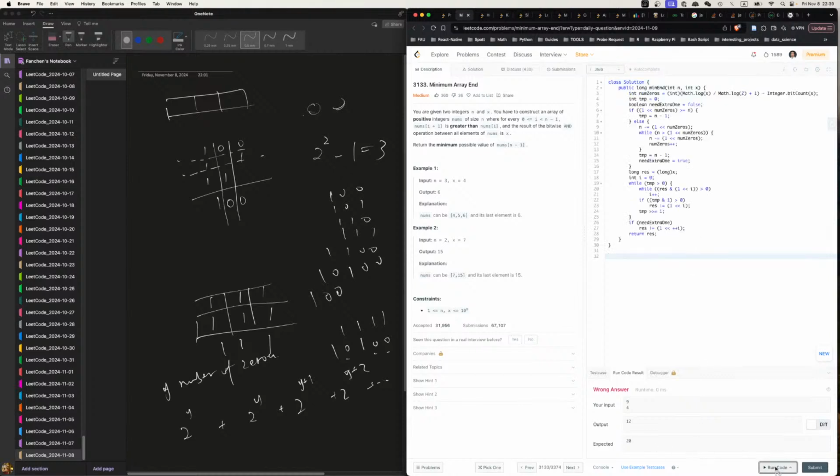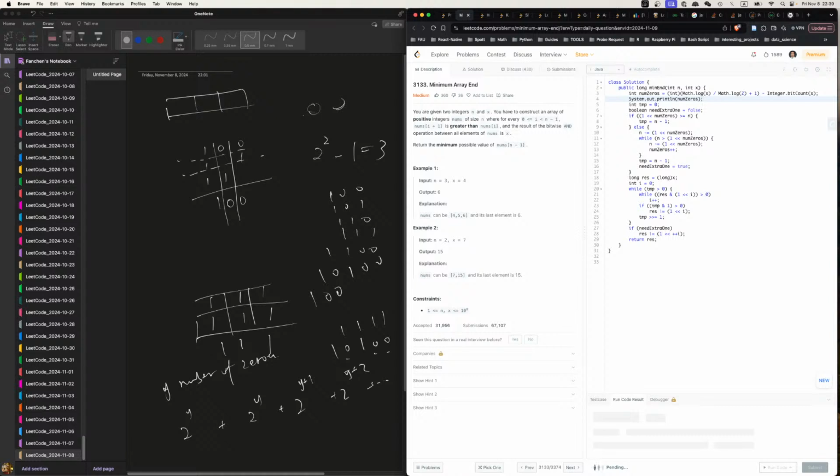Let's see if it works. Apparently it does not. Okay, it does not work. Let's do the easy one, see if it works. It also does not work. Now that is very bad. Okay, so System.out.println, let's do num zeros. Make sure our num zeros at least is correct.